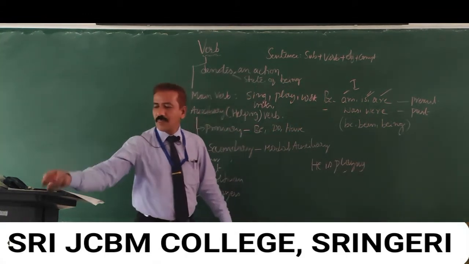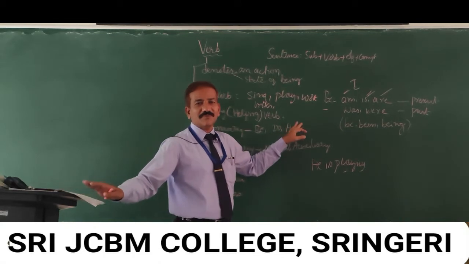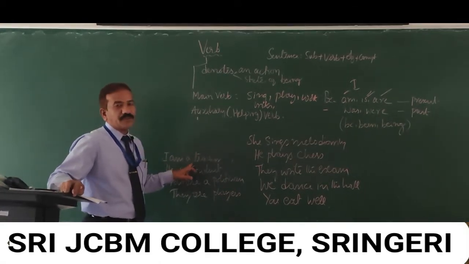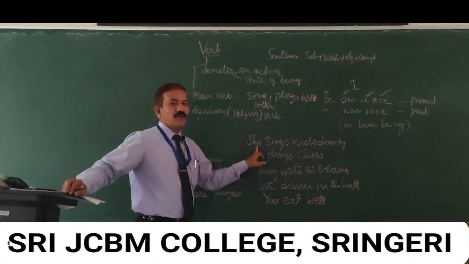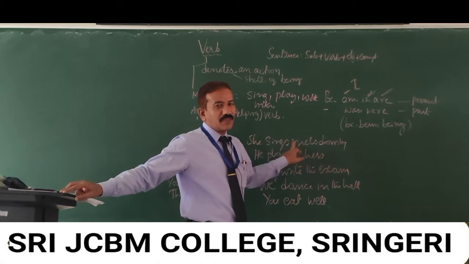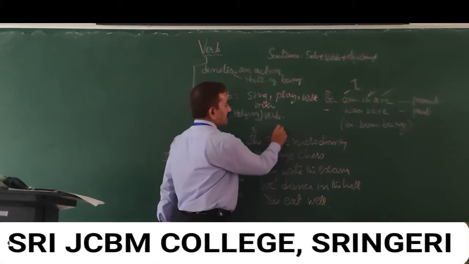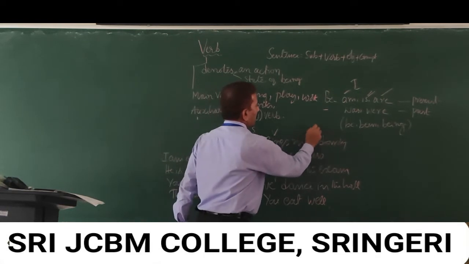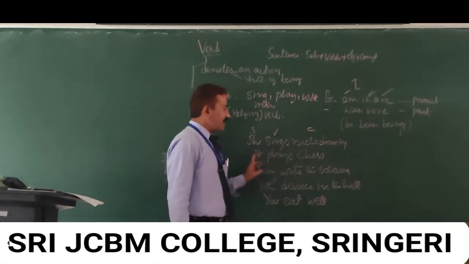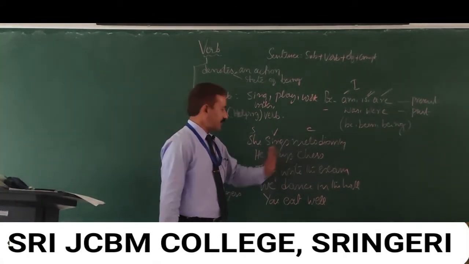Let us come back to the verbs which denote action. Look here, an example: she sings melodiously. Here, she is the subject, sings is the verb, and melodiously is the complement. Second one, he plays chess. He is the subject, plays is the main verb, which denotes an action, and chess.